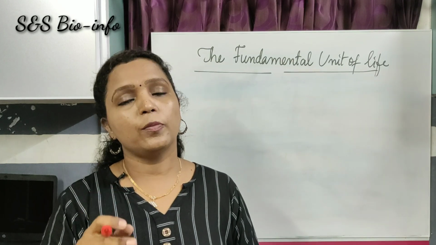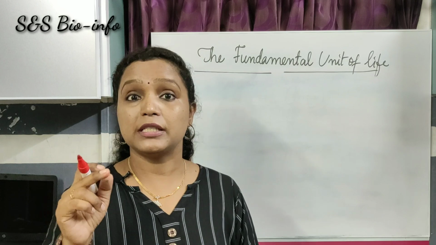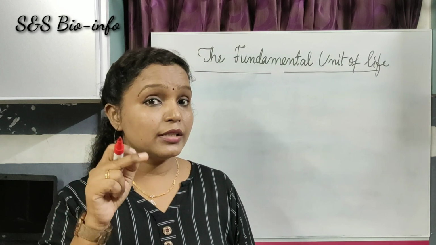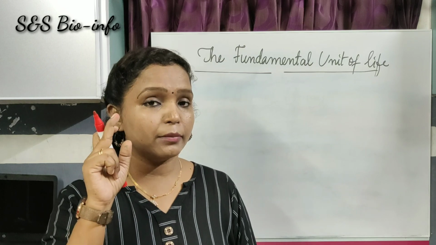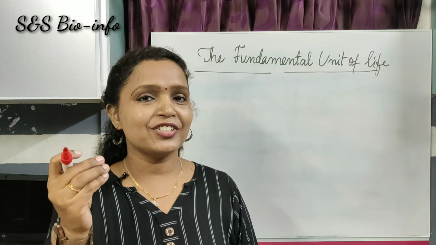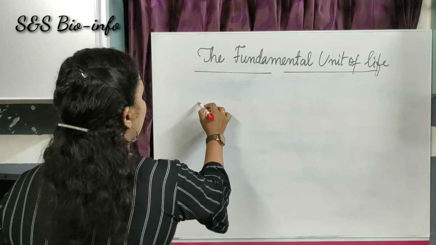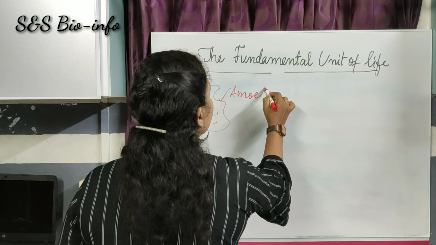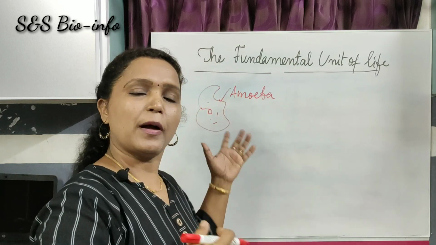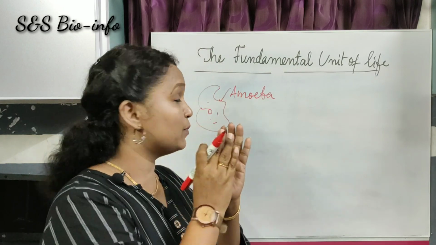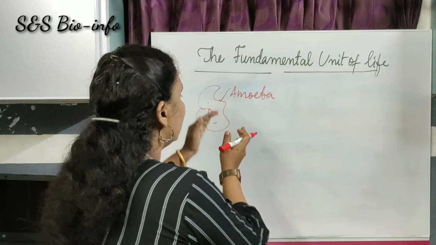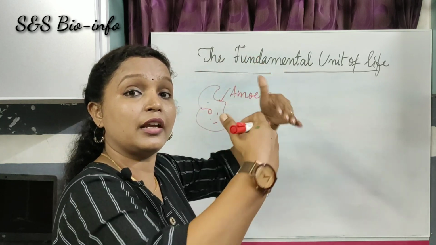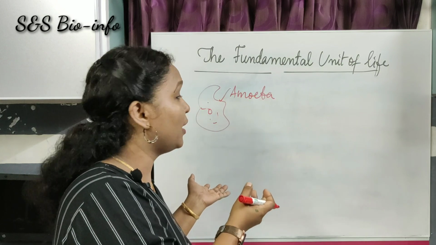The size and shape of the cells are related to the specific function that they perform. We have learned about unicellular organisms, for example, amoeba. Amoeba can change its shape. It's a shapeless organism and can change its shape according to its wish. Whenever it comes in contact with the food particles, it extends its body as pseudopodia or finger-like projections and engulfs the food. So it changes its shape.